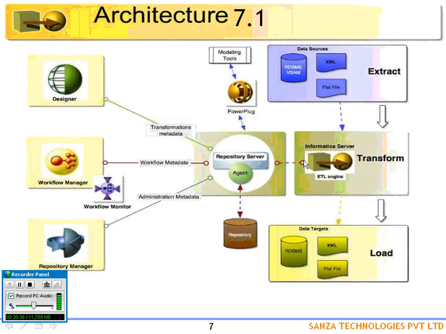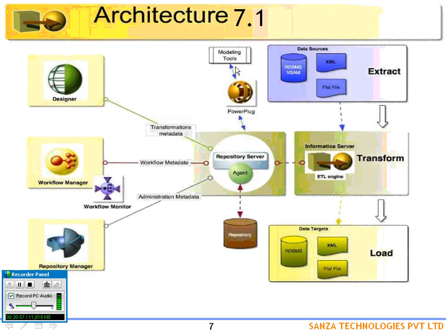The Informatica architecture of version 7.1 contains two server components, the repository server and the Informatica server, and client components called Designer, Workflow Manager, Workflow Monitor, and Repository Manager. Regarding the PowerPlug and modeling tools, we will cover them later.